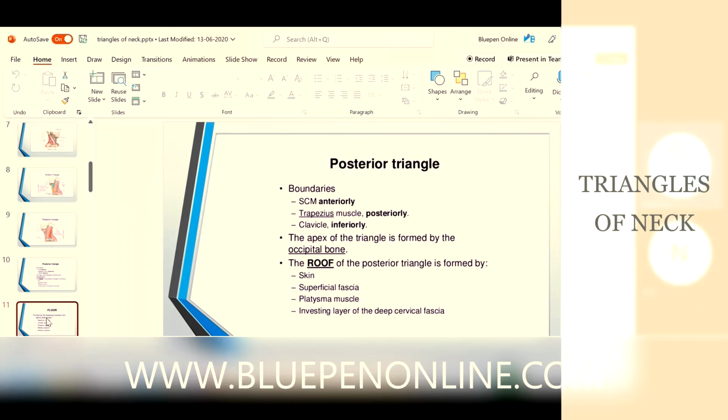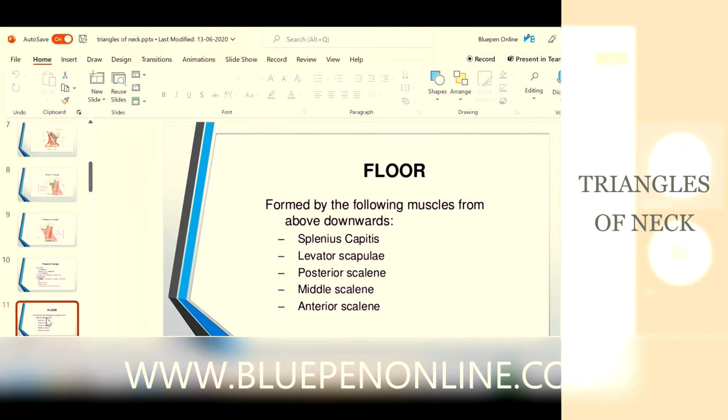Okay. Then what is the floor? Roof you understood. Floor means always muscle. So what are the muscles in the posterior triangle? Splenius capitis, levator scapulae, posterior scalene, middle scalene, anterior scalene. So three scalene muscles: anterior, middle and posterior.